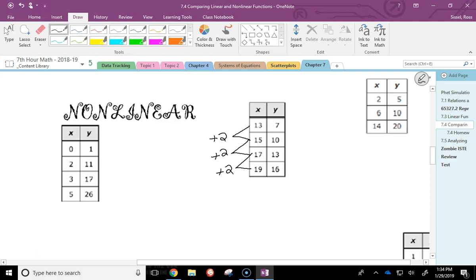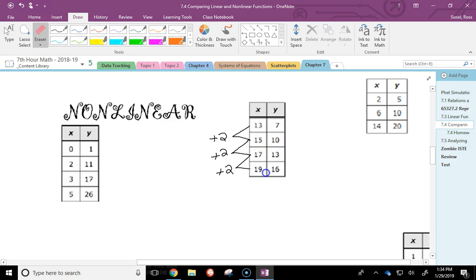So now I can compare my y. 7 to 10 is adding 3. 10 to 13 is adding 3. 13 to 16 is adding 3. Because that is the same, because we're adding 3, it's consistent. That means my line will be straight. It's a consistent slope going up. So we would mark this as a linear line.